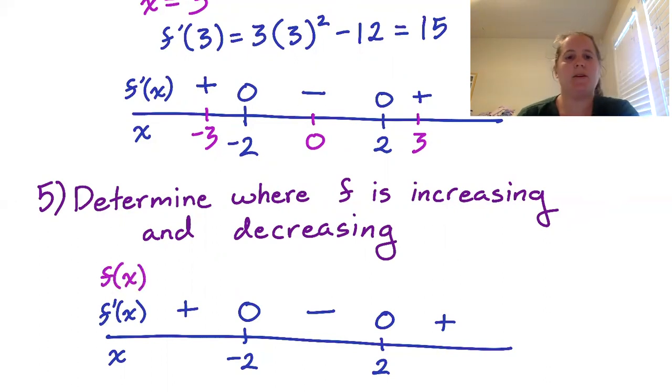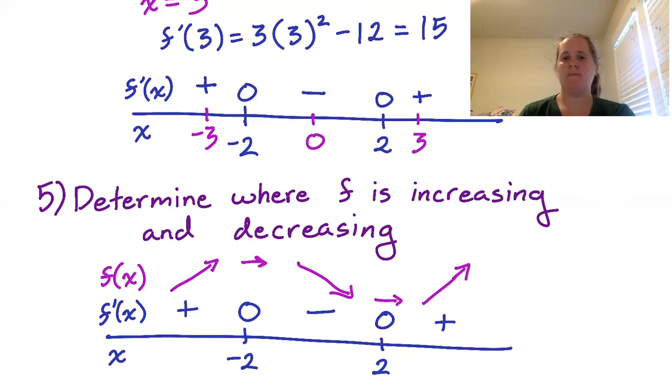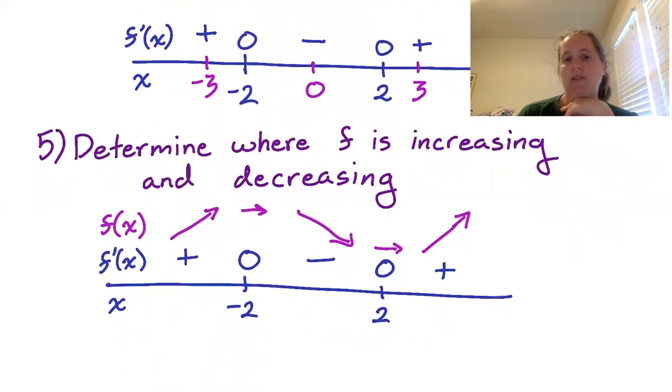So a derivative being positive tells us the function is increasing. Derivative being 0, we flatten out. Then we decrease. I'm going to just do an arrow so that it doesn't look like a negative sign. Then we flatten out, and then we increase. Okay, so positive derivative, increasing function, negative derivative, decreasing function, 0, we're flat.